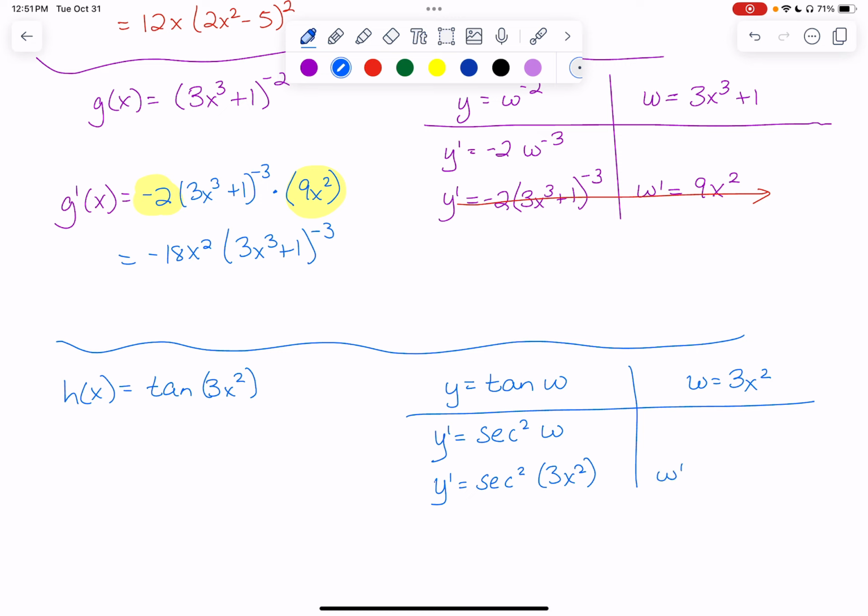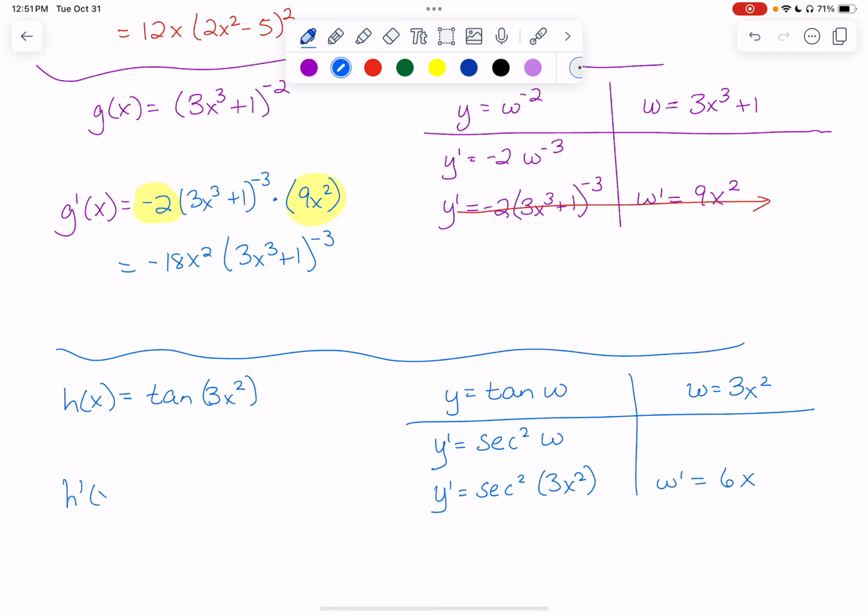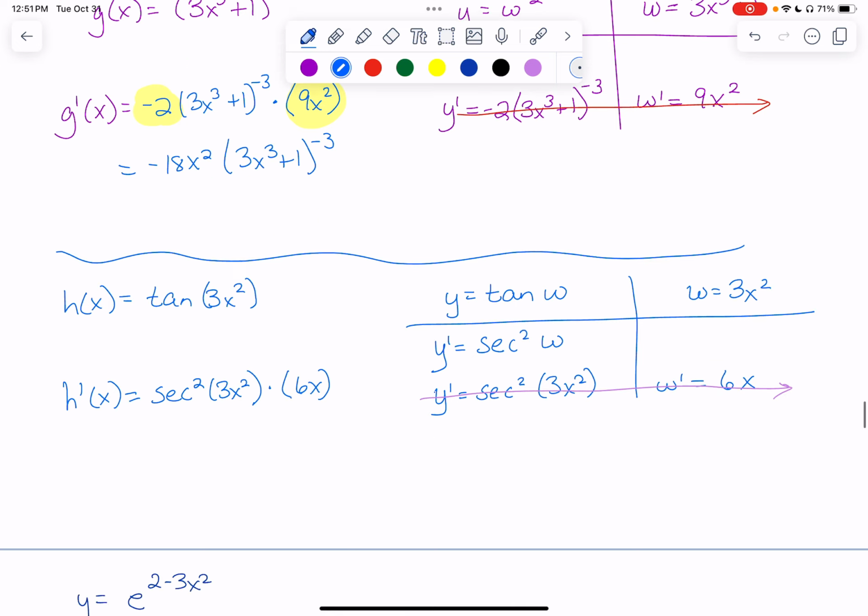If I look at my derivative of w, here we're back to my favorite 6x apparently. Alrighty, so if I want to find my derivative of h, I'm going to go straight across here. I'm going to multiply these together in a nice chain. And I am going to have secant squared of 3x squared times my 6x. I'm going to pull that 6x out front so it doesn't get confusing. So I'm going to have a 6x secant squared of 3x squared. And I'm done.